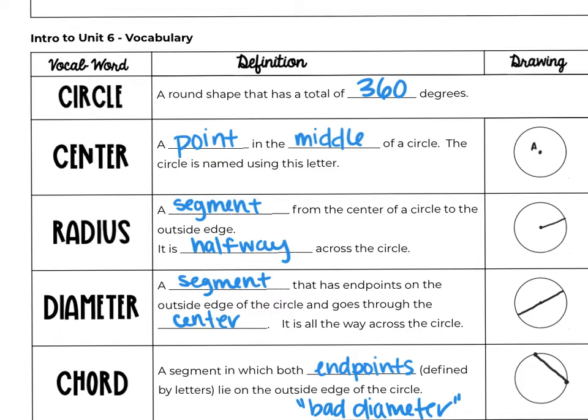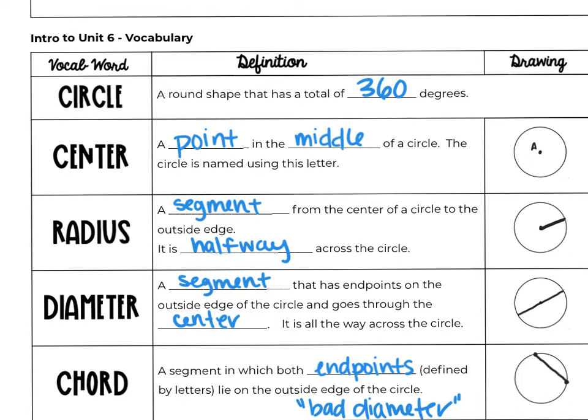So first thing, a circle is a round shape that has a total of 360 degrees. Since I've already filled these in, you may have to pause and fill these out and then come back and listen for the explanation. Center is a point in the middle of a circle, and the circle is named using this letter. So this drawing over here would be circle A because its center is point A. Radius is a segment from the center of the circle to the outside edge, and it's halfway across the circle, okay?